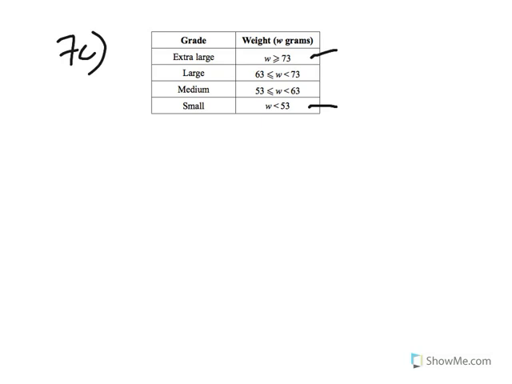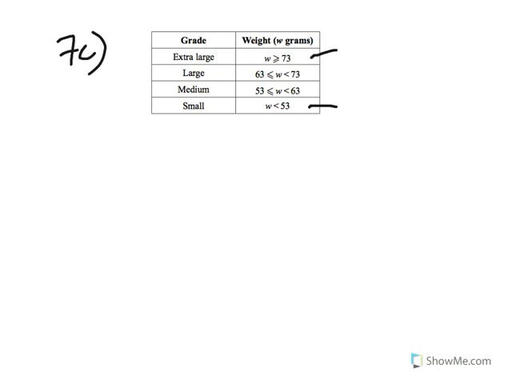The weight is greater than 73 grams, meaning the weight could be 100, it could be 200, it could be 300, it could be 1,000,000, it can go up to infinity. And for small weight, it can go down to 0. So the ranges, first of all, are too big. For example, in the large, they have it from 63 to 73, so you can find a midpoint and then you can calculate an average. But in this case, the extra large weight can go all the way up to infinity. So it's difficult to get a total estimate.